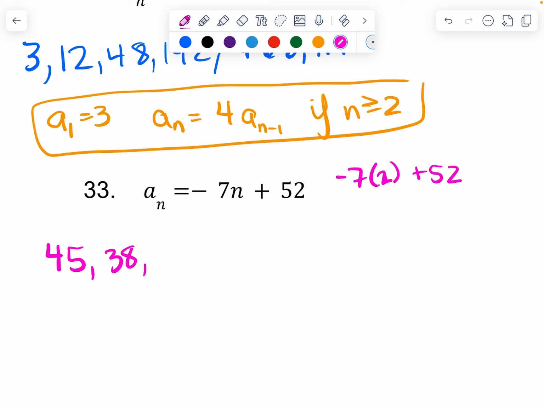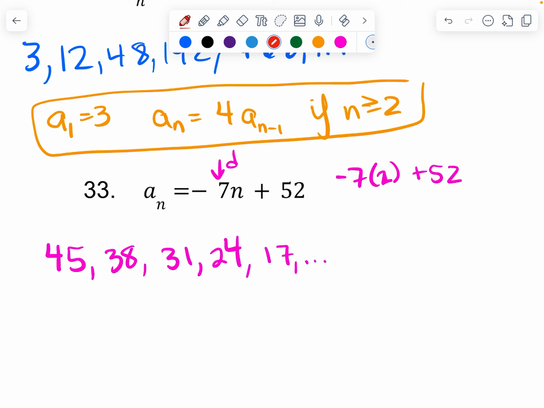Do you notice how it's just going down by 7 each time? That's what this means. This is my D value. It's your slope. It's your D value. So you're subtracting 7 each time. So we would get 31. Subtract 7 to get 24. Oops, I did it again. 24, subtract 7 again, and get 17.